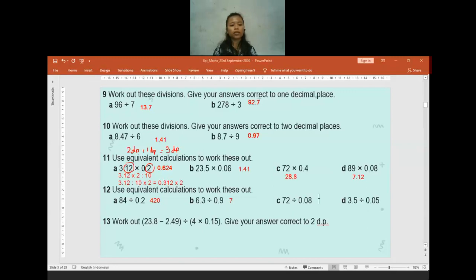Okay, thank you for this already. Answer me through the chat box. For question C, 72 divided by 0.08. Yes, it will be 900. Oops, sorry, typo. Question D, 3.5 divided by 0.05. How many will it be? Yes, it will be 70.